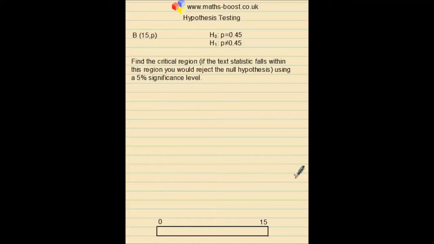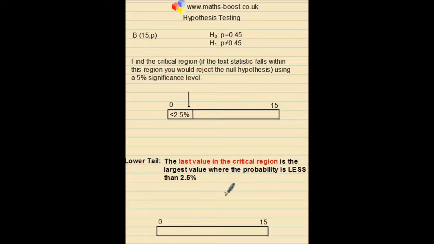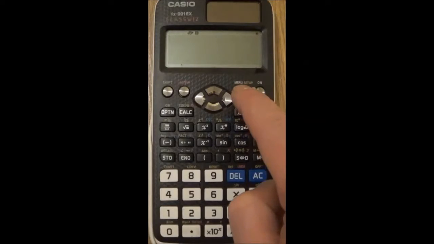Now, calculations involving the lower tail are pretty straightforward. We are seeking the largest value where the probability in this interval is strictly less than 2.5%. In other words, the last value in the critical region is the largest value where the probability is strictly less than 2.5%. We'll select menu.